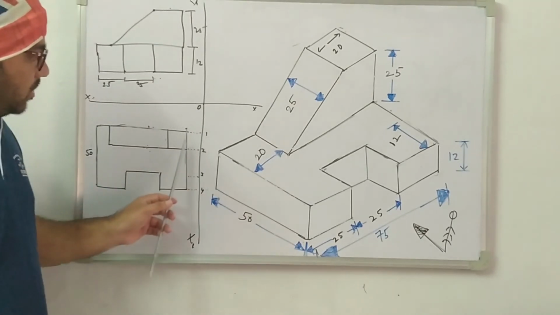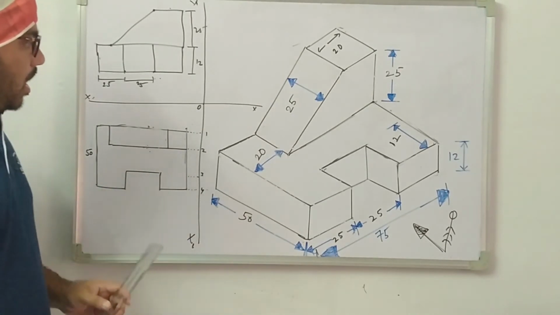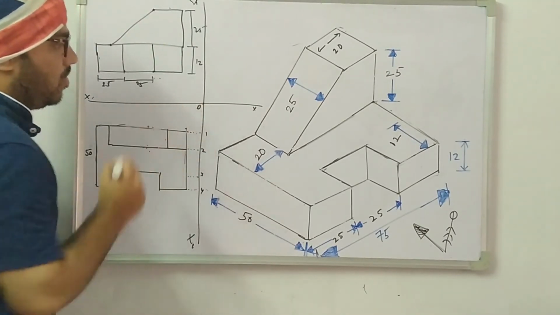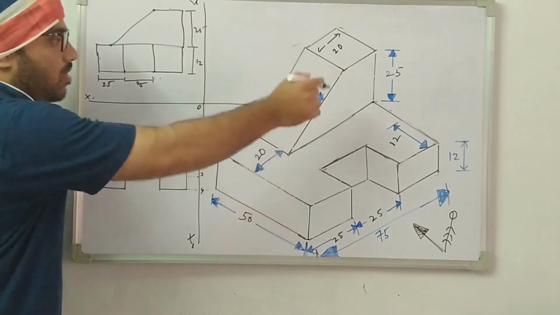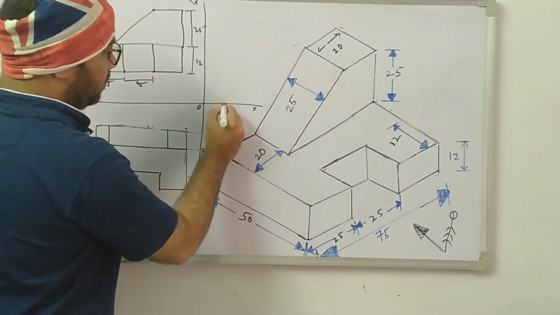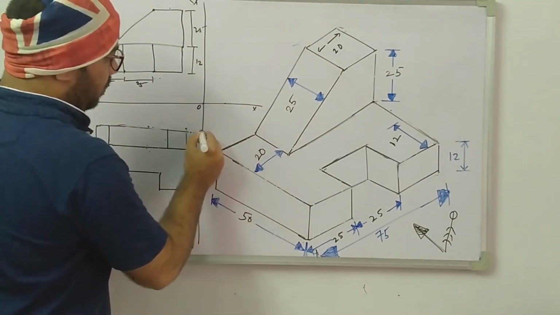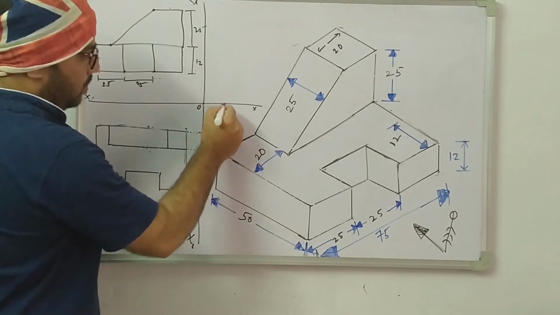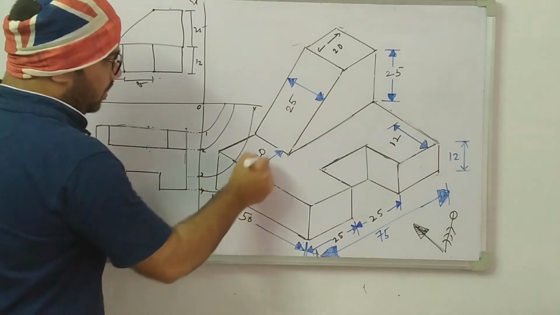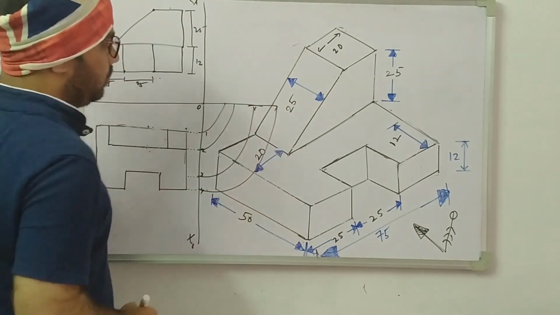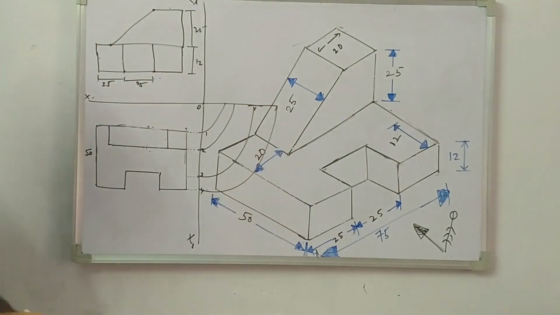Simply draw the projection lines, extend those lines, and from O as a center, take the O1 distance and project it to the new reference line, somewhere here. The O1 is center, cut an arc. Similarly, O2 center, cut an arc. O3 center, cut an arc. O4 center, cut an arc. So these are the arcs we have to see.